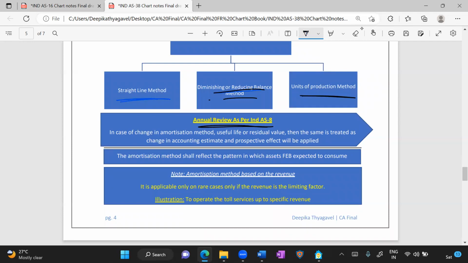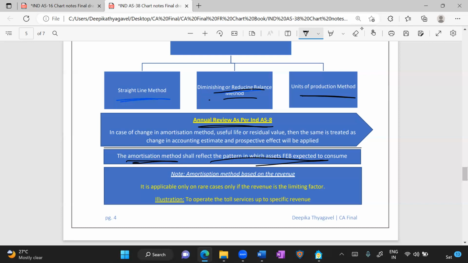What is the residual value, right? In case there's any residual value, and in case of useful life, whether the useful life is appropriate. So annually this review should be done, and in case there's any change you want to make, it should be changed accordingly, right? And amortization, which method to apply, whether straight line, diminishing, or units of production, the standard says that whichever amortization method you apply, it should reflect the pattern in which the future economic benefit of that particular intangible asset is expected to flow to the entity.